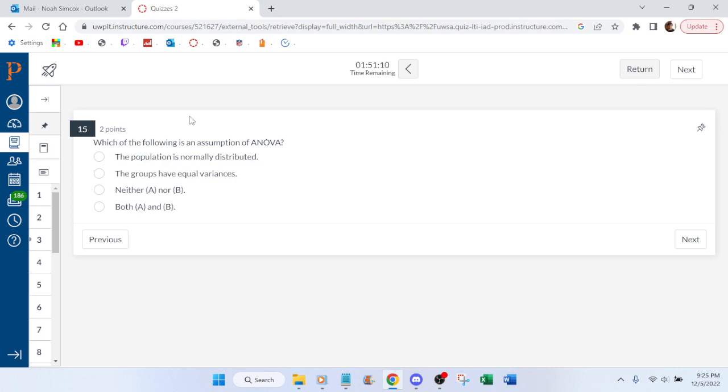Next, which of the following is an assumption of ANOVA? Groups have equal variances, I think. Population is normally distributed. I think both of them are. That's something I didn't really study. I did read about that. I definitely don't have that on my sheet of paper. But I believe both of those top two are correct.